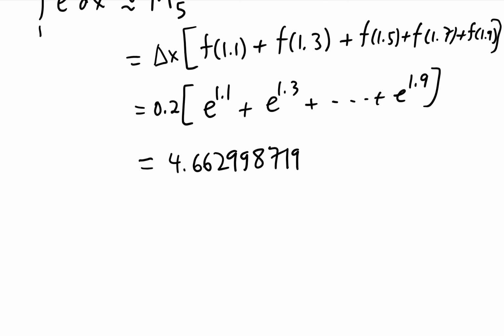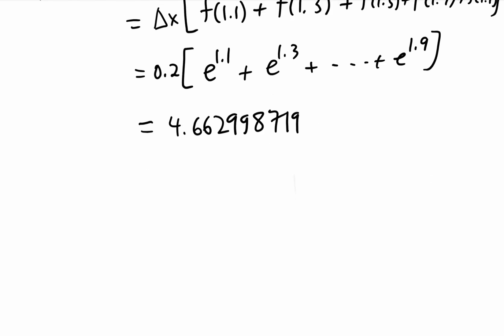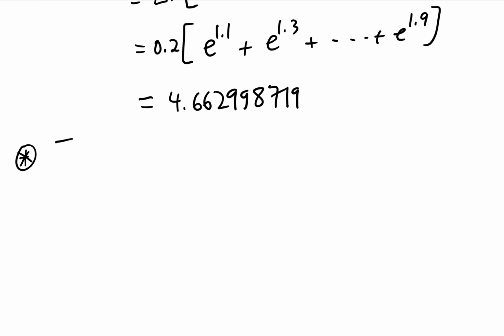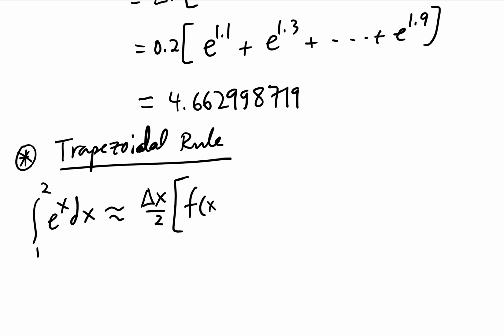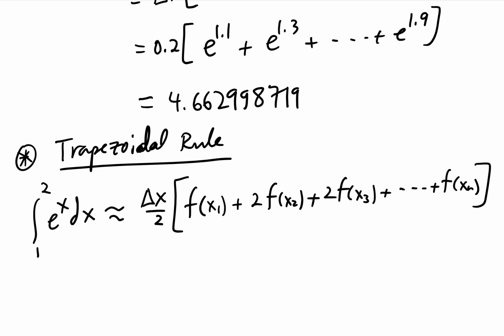We're also going to do it using the trapezoidal rule. Okay, we're going to move on to the trapezoidal rule. So we're going to apply the trapezoidal rule here. So the trapezoidal rule said the integral from 1 to 2 of e^x dx is about delta x over 2, that we proved today, times f of x1 plus 2 f of x2, plus 2 f of x3, all the way to f of x sub n. I'm just writing the rule down. That's what we did.